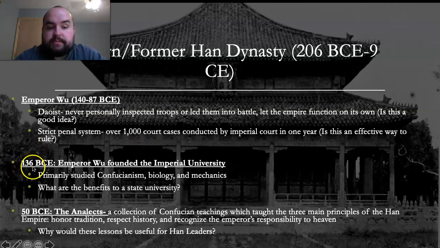By 136 BCE, Emperor Wu famously founded the Imperial University. This is a university that primarily studied Confucianism, biology, and various forms of mechanics. Now, what are the benefits of a government in setting up a state university?